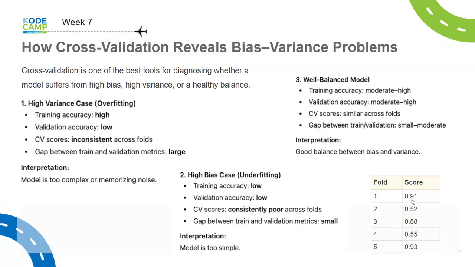In this case, if all the CV scores were low, like 0.52, 0.51, 0.3, low scores like that, then you know that this is an underfitting problem. When you do cross-validation, the scores will be consistently poor across all the folds. And if you check the gap between the training and validation metric, it will be small. The difference between the validation loss, for example, and the training loss will be low, even though they are both not low enough, right?